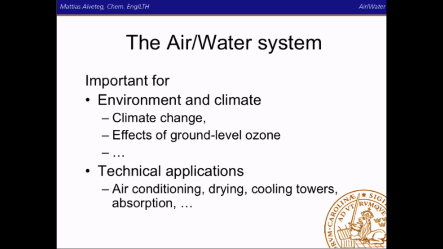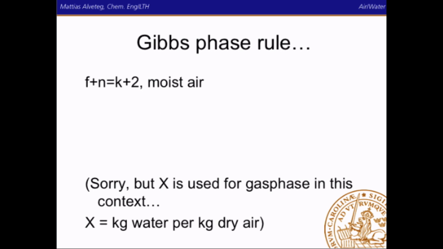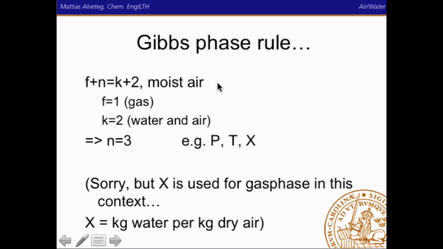To be able to understand how the Mollier diagram works, it's good to understand first Gibbs phase rule. So Gibbs phase rule states that the number of phases plus the number of degrees of freedom equals the number of components plus 2. So for moist air, we have gas, 1 phase, and we have water and air, 2 components. We get 3 degrees of freedom, which means that we have 3 independent state variables, for example, pressure, temperature, and composition. And X here is the composition expressed as kilogram of water per kilogram of dry air.